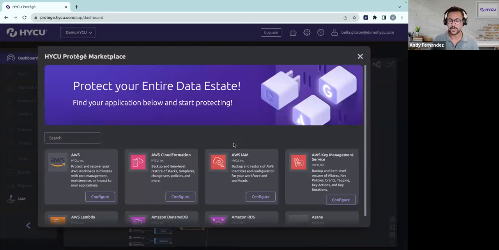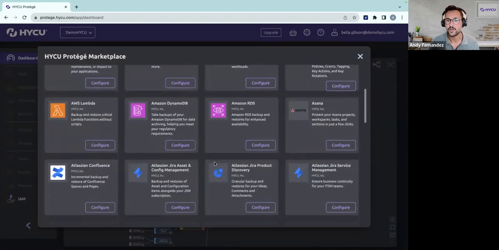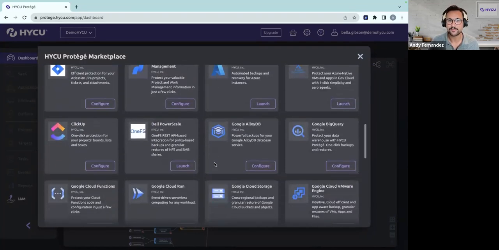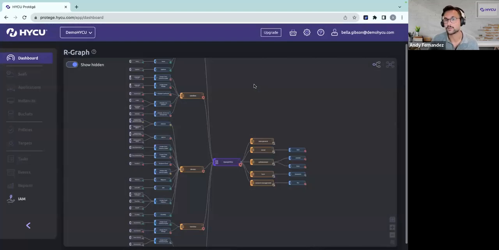So what you'll see is actually by the end of this, you'll see that HYCU, we've just celebrated our 50th integration, whether it's cloud services, SaaS applications, you name it. We are the leader now in SaaS data protection and cloud data protection, and it's not close. And it's because of this development platform.